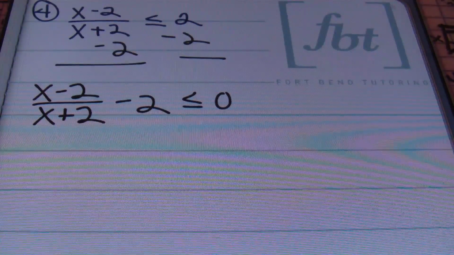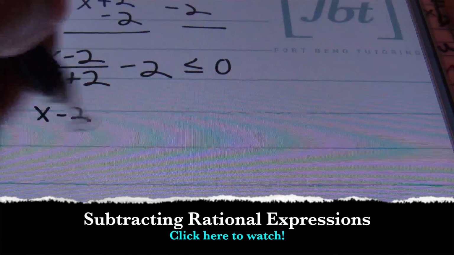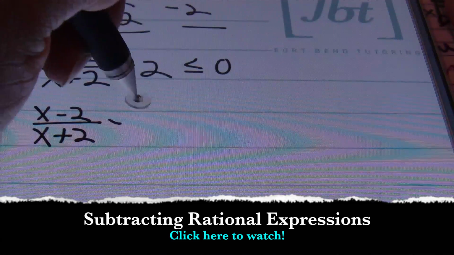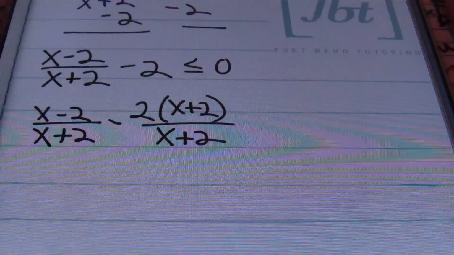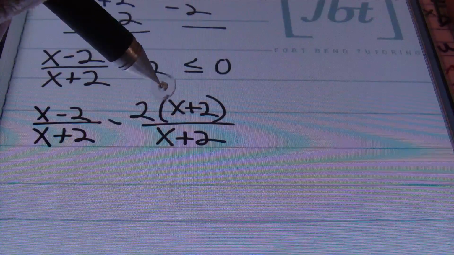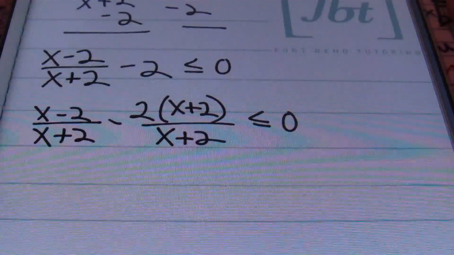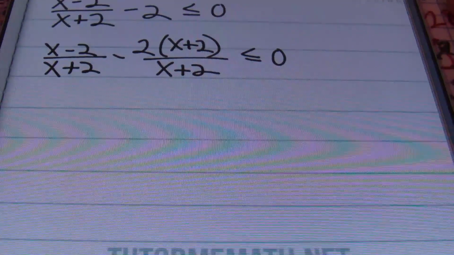Next, you want to end up with one fraction. So in order to do that, I need to get a common denominator. So I have (x minus 2) over (x plus 2) minus 2 times (x plus 2) over that denominator of x plus 2. In order to get a denominator of x plus 2 and make it an equivalent fraction, I had to multiply the numerator and the denominator by x plus 2. Now, this is still less than or equal to 0, and now I can combine my numerators together. This gives me x minus 2 times the (x plus 2) here, all over that common denominator of x plus 2, which is less than or equal to 0.